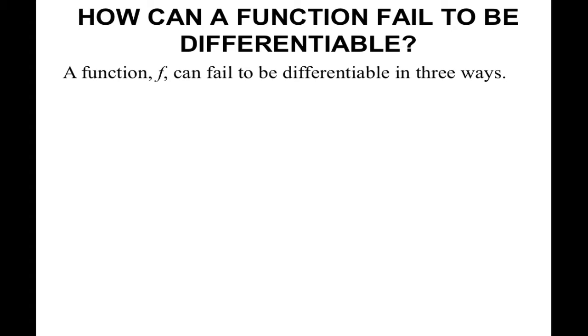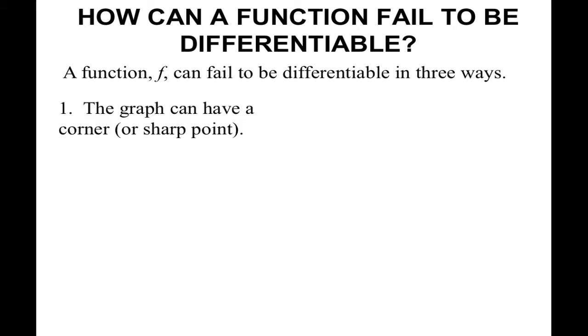So, how can a function fail to be differentiable? A function f can fail to be differentiable in 3 ways. The most common is what is called a corner or a sharp point. The graph will look something like this. The most common example I like to use for a corner is the absolute value graph. We know that the absolute value graph is a v. So therefore there is a corner. At that corner point, it is not differentiable.